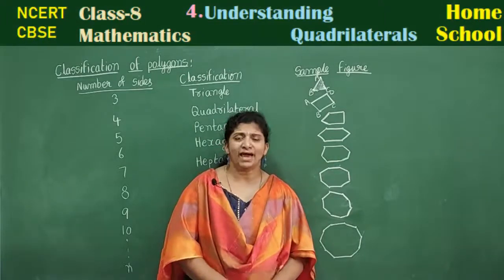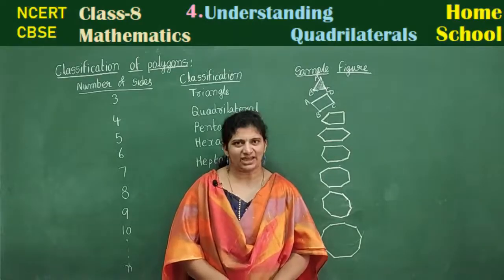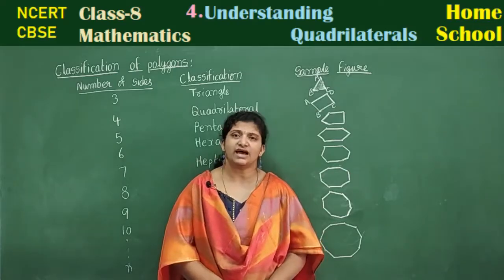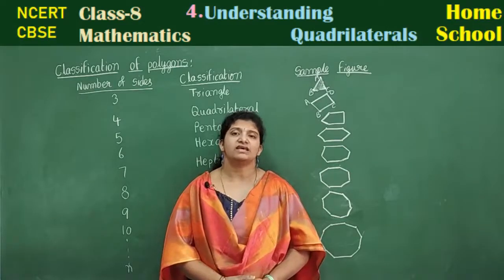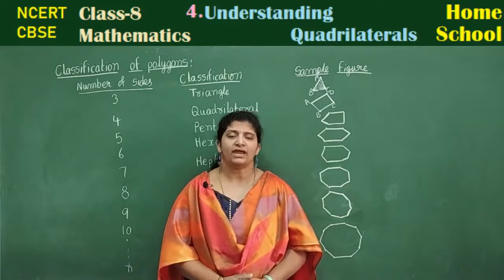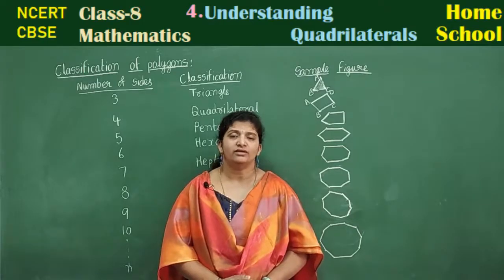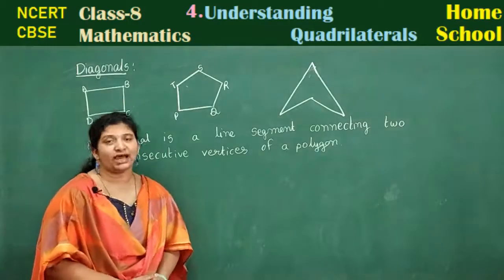Okay. If they have 3 sides, which type of polygon is it? Triangle. 4 sides, quadrilateral. 5 sides, pentagon. 6 sides, hexagon. 7 sides, heptagon. 8 sides, octagon. 9 sides, nonagon. 10 sides, decagon. Let's know about the diagonals.